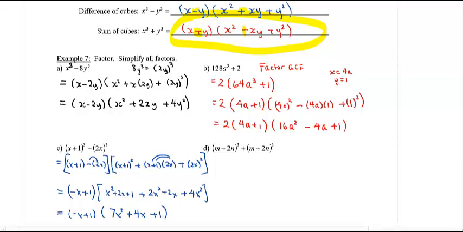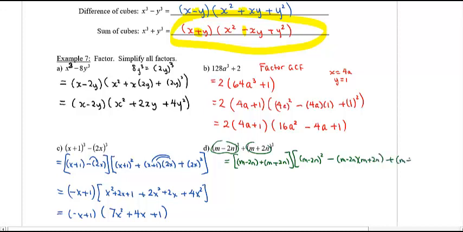Okay. And then we'll take a look at D. This one's a sum of cubes. Once again, there's my x. Here's my y. So once again, just applying it into the formula. Here we go. It's x plus y, so m minus 2n plus m plus 2n. And then we have x squared, so that's m minus 2n all squared, minus m minus 2n times m plus 2n, and then plus m plus 2n all squared.